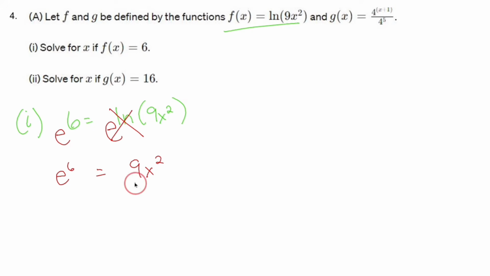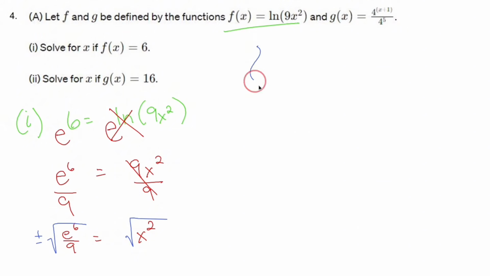I need to get x all by itself. Divide by 9, divide by 9. That crosses out. So you have e to the 6 over 9 equals x squared. Now, in order to get x all by itself, you have to square root both sides, and do not forget your positive or negative. Okay? Now, before you're like, I can't do anything, sure you can. You could do 2 things, and let me write it over here because I'm out of space.